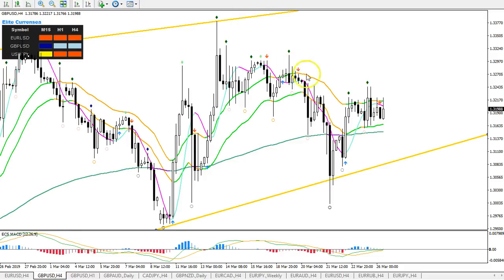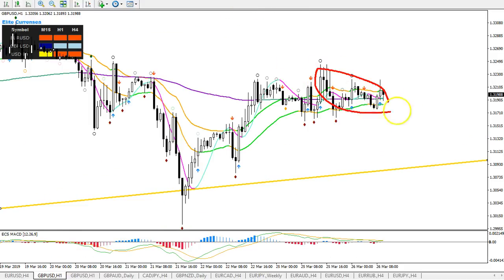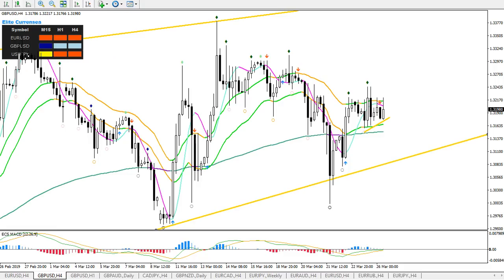Let's take a look at the hourly chart. Kind of making a correction here. So moving averages are on top of each other. So it's possible that price breaks below this support channel like this and makes a little bit of a dip, but I don't think it will go too far before it bounces back up again and hits support and then breaks above the resistance line of the 4-hour chart like this.